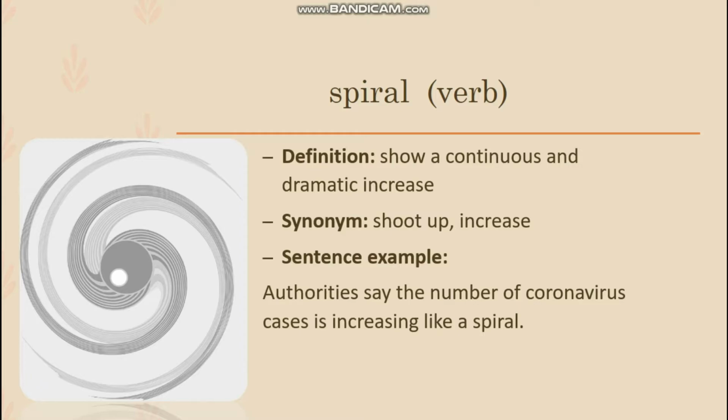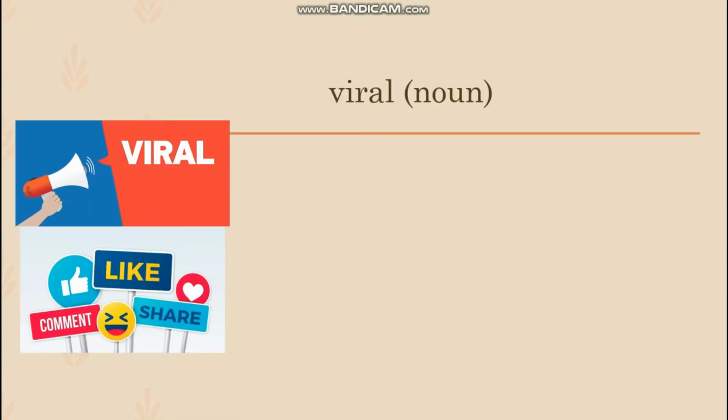So the number is really increasing and it's a continuous increase, and thus we used spiral for this sentence. So let me highlight it for you. So this is it for this word. Now we move to viral.